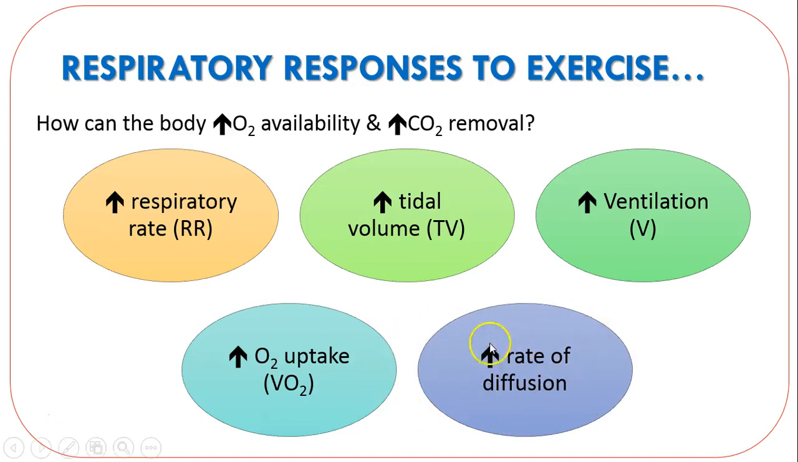And if we've got greater rates of diffusion, that's going to allow us to take in, deliver, and use more oxygen, which results in an increase in our VO2. Okay, so these 5 factors are very closely related to each other. In the next presentation we'll look at our oxygen consumption patterns, and then we'll be able to move on to our cardiovascular responses to exercise.